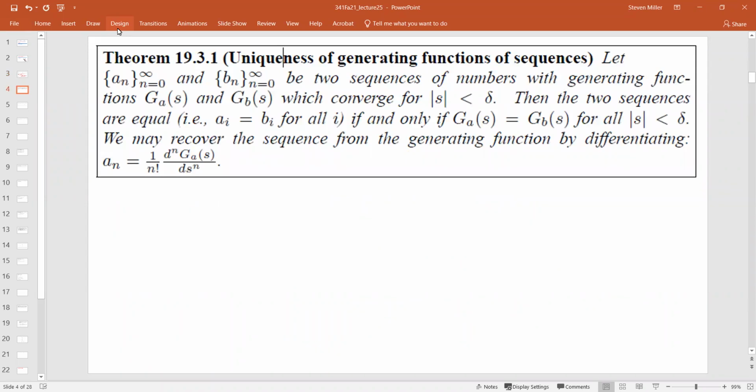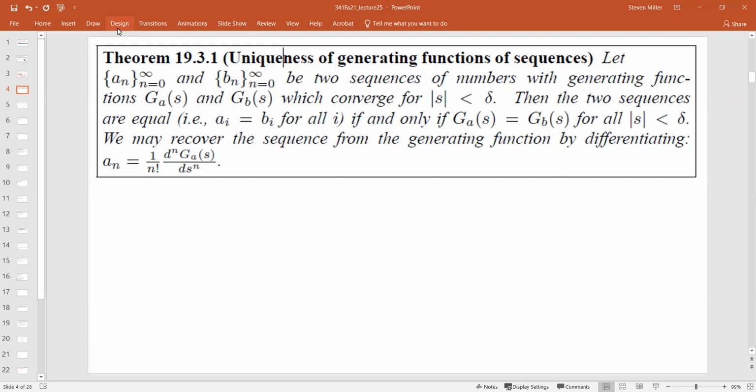Fortunately, things are very nice if I give you just a sequence of numbers. So if a_n and b_n are 2 sequences of numbers with generating functions G_A and G_B, which converge for, say, the absolute value of s less than delta, then we're in really good shape. It turns out that the 2 sequences are equal if and only if the generating functions are equal. And we can recover the sequence terms by differentiating the generating function.